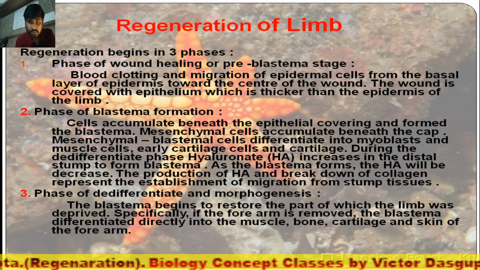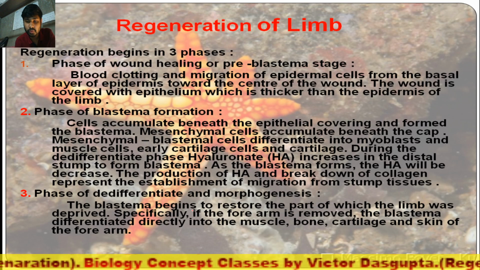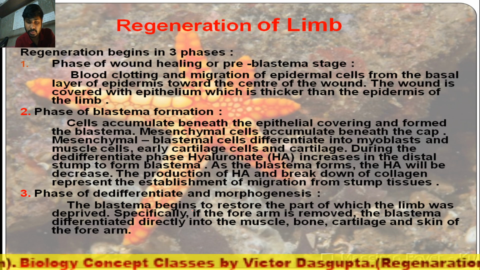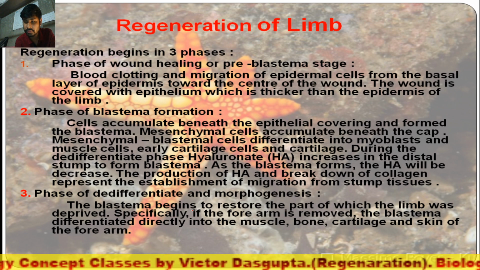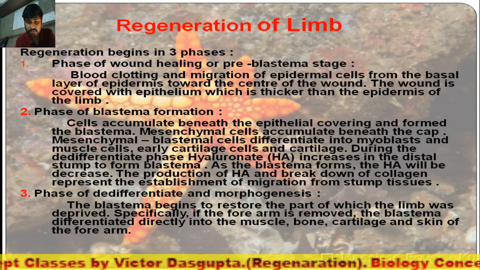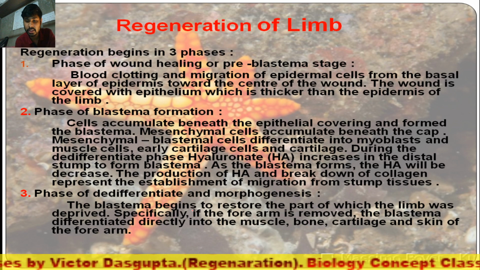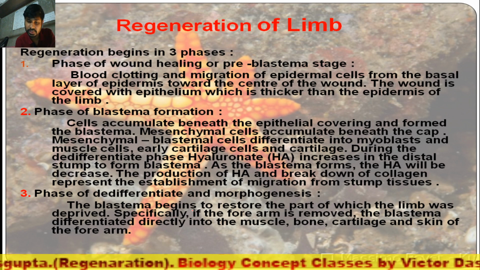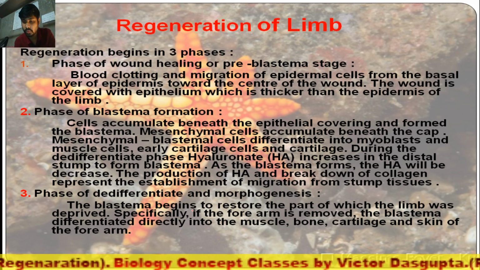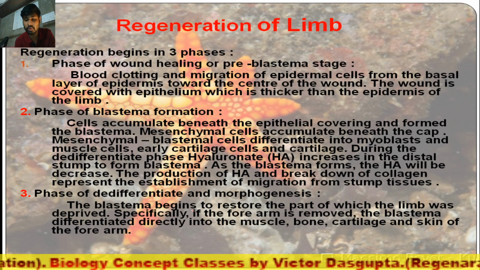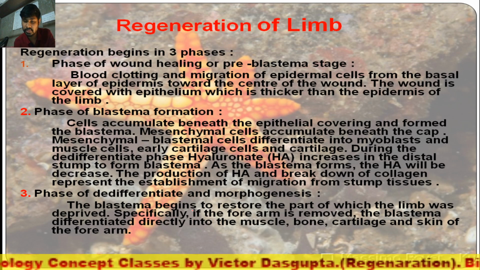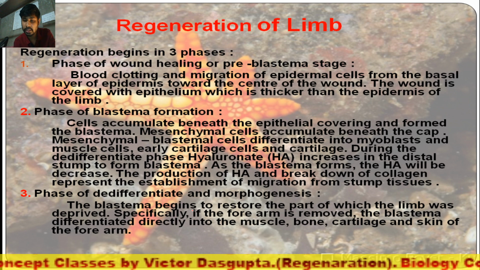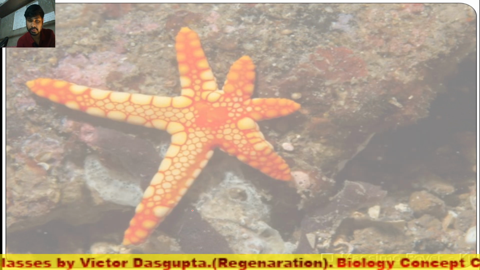The next is the phase of dedifferentiation and morphogenesis. Now in morphogenesis, the blastema begins to restore the part of which the limb has been deprived. Specifically, if the forearm is removed, the blastema differentiates directly into the muscle, bone, cartilage and skin of the forearm only. If it is the hind leg or hind arm, it will form that hind one.